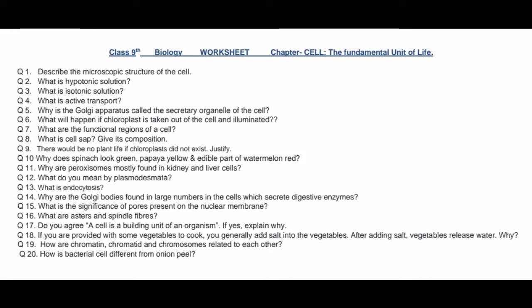Hello kids, today we are going to start the revision of chapter cell. Here are a few questions given in the worksheet which we will be doing today. So our first question is, describe the microscopic structure of the cell.